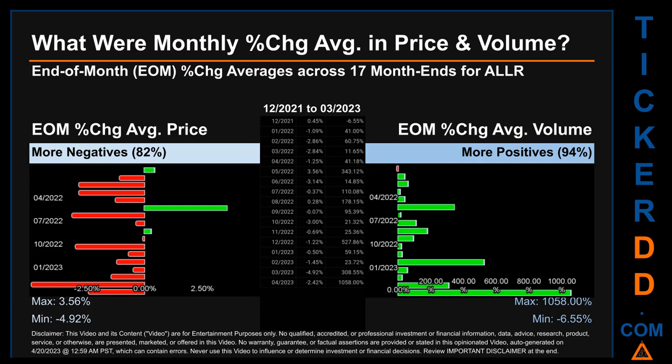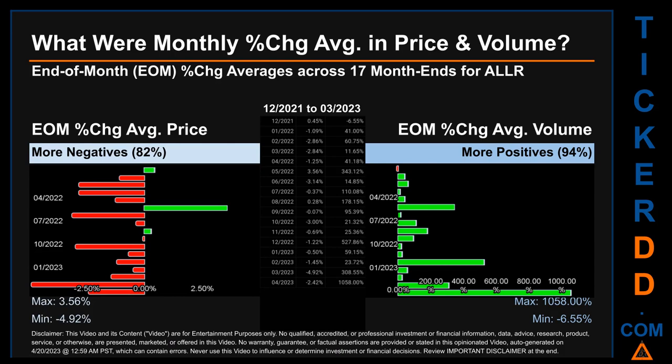What were end-of-month percentage change averages in price and volume for ALLR? The monthly average of percentage change in price and in volume were calculated for each of the 17-month ends. That calculation took daily percentage changes and averaged them for each given month. If a month end came out negative, then it means that the month summarily saw a negative change.